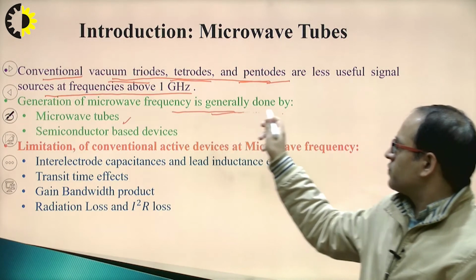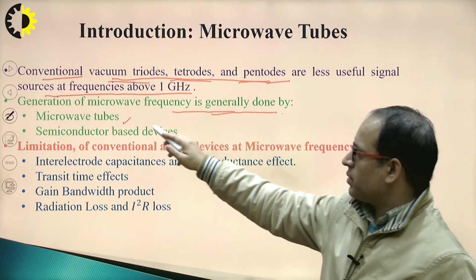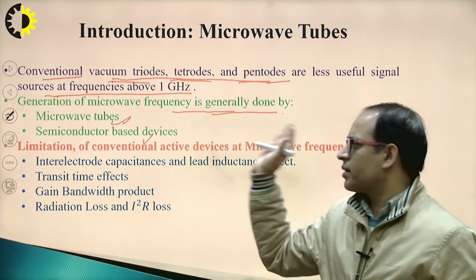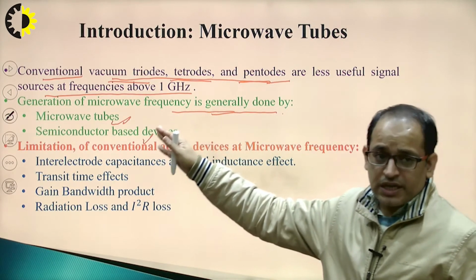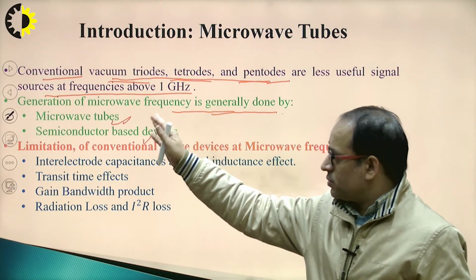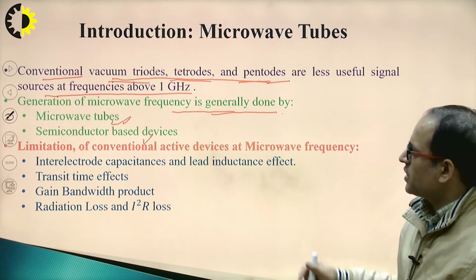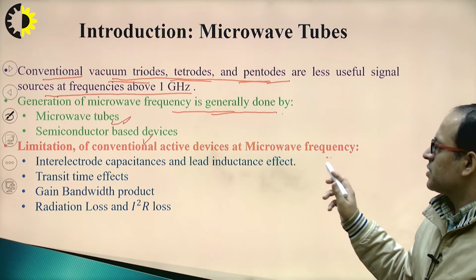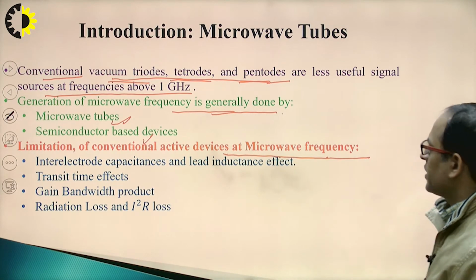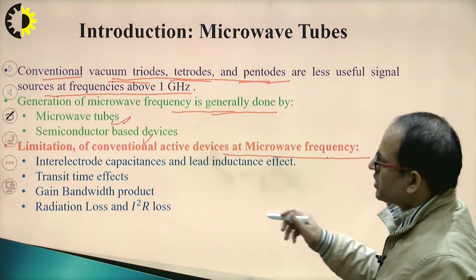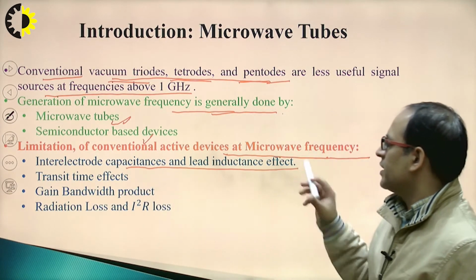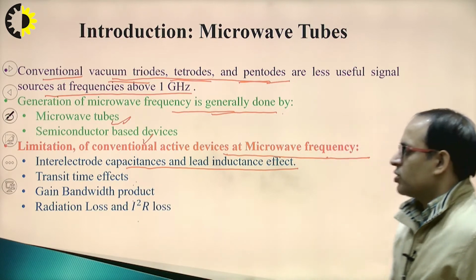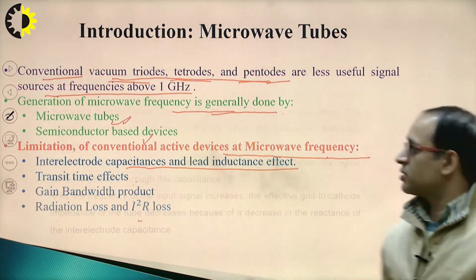So generation of microwave frequency is generally done by what? Microwave tubes and semiconductor based devices, which are MPAT and RAPAT, and these microwave tubes are the two cavity klystron, multi cavity klystron, vacuum magnetron, TWT. These are the microwave tubes. So what are the limitations of conventional devices which cannot be used for generating microwave frequencies? First one is the inter-electrode capacitance and lead inductance effect, transit time effect, gain bandwidth product, radiation loss, and the I square R dissipation loss.